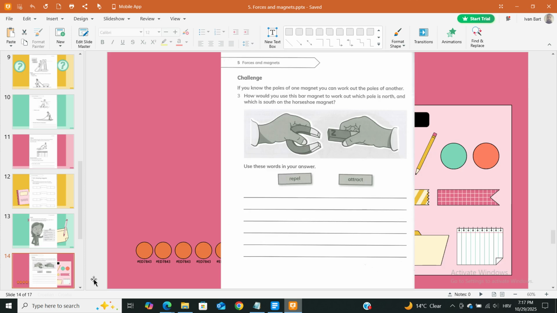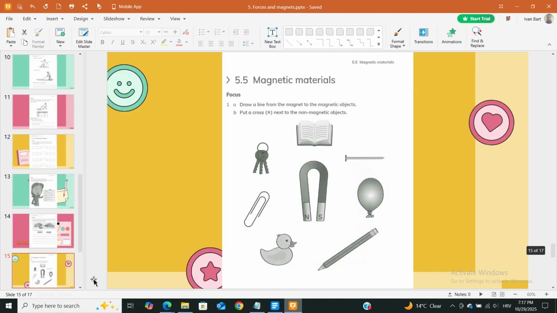If you know the poles of one magnet, you can work out the poles of another. 3. How would you use this bar magnet to work out which pole is north and which is south on the horseshoe magnet? Use these words in your answer: repel, N, attract. 5.5 Magnetic materials.